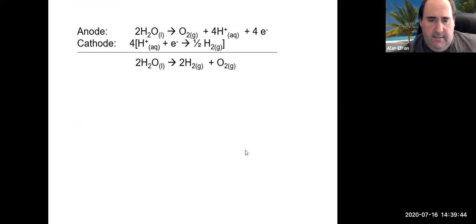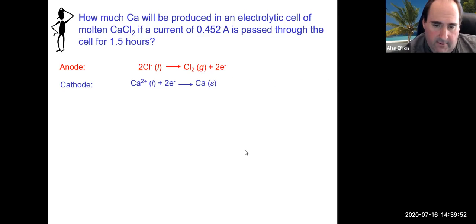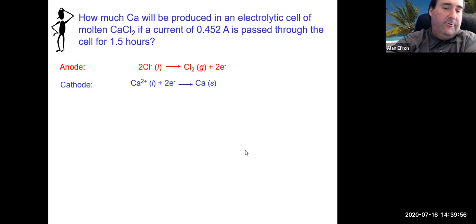Actually, let's skip that one real quick. Let's go to this one first and see how it all works. So we want to know how much calcium can be produced in an electrolytic cell of molten calcium chloride at a current of 0.452 amps, and it's passed through that cell for 1.5 hours.